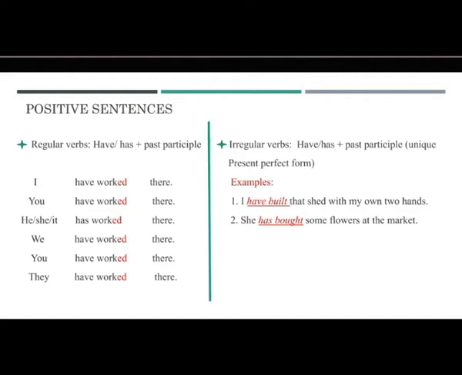But for the irregular verbs, the past participle has a unique present perfect form. Take a look at the examples. I have built the shed with my own two hands. The infinitive form of the verb is to build with a D. She has bought some flowers at the market. The infinitive form of the verb is to buy.